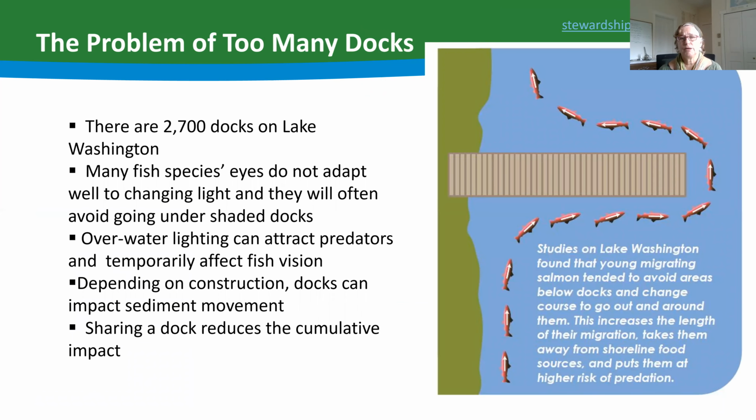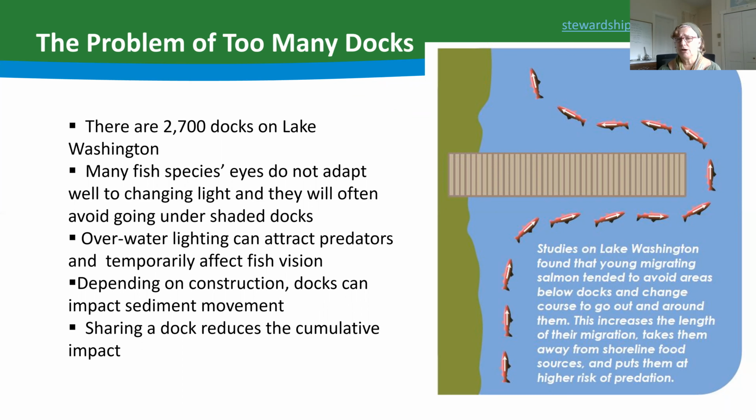I wanted to touch briefly on the problem of too many docks. There have been some studies done in Lake Washington, just south of the border here, and they found that young migrating salmon tended to avoid areas below docks, and they go out of their way to go around the dock. And basically this adds length to their migration. They also have the issue of overwater lighting that attracts predators and also can temporarily affect fish vision. So that, as well as depending on how the dock is constructed, it can impact sediment movement along the shore.